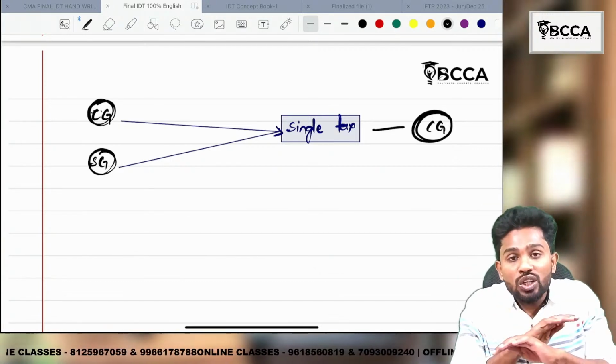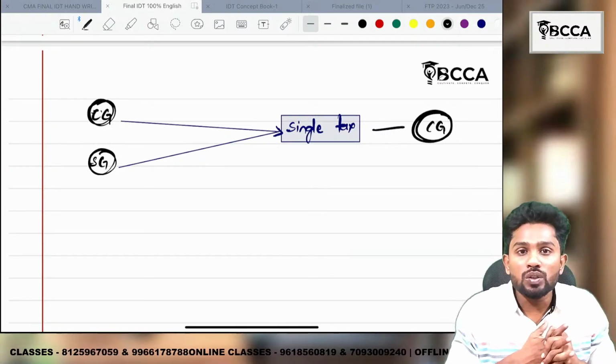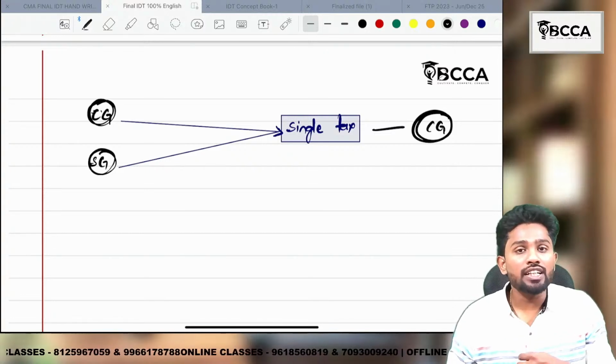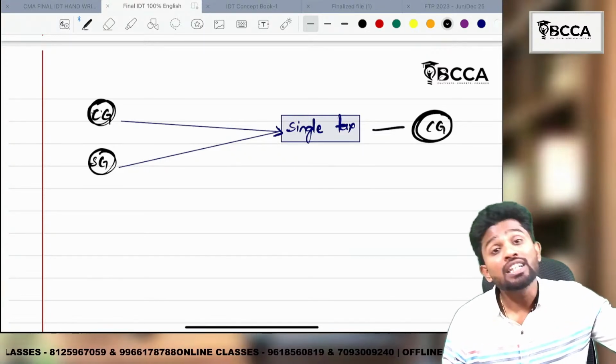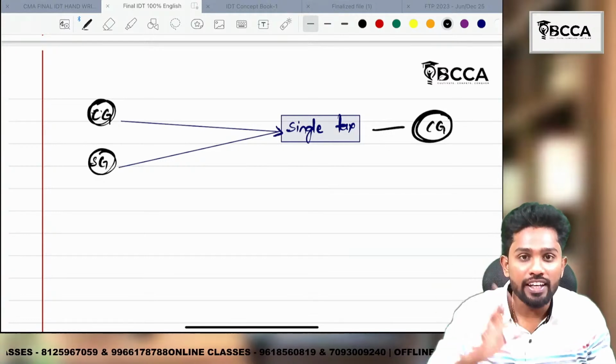Okay, so states are not ready to do this. They are not ready to give away their control to the central government. I mean, the revenue which they could generate is now going to the central government, and thereafter the central government has to give it back. It is something like this.